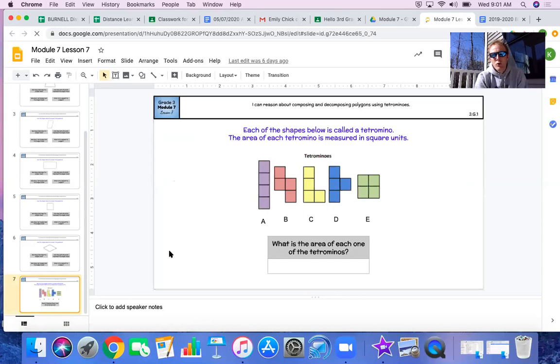So these are the 4 tetrominos. You'll notice they all have 4 squares that make them up, and they come in shapes that look like shapes that you would play with in Tetris. And what we would do if we were all together is we would have paper and cut these out, or actually I think we might even have a set in the classroom of actual ones. And we would practice making and breaking apart different shapes of them.